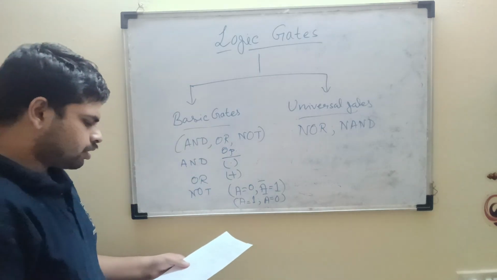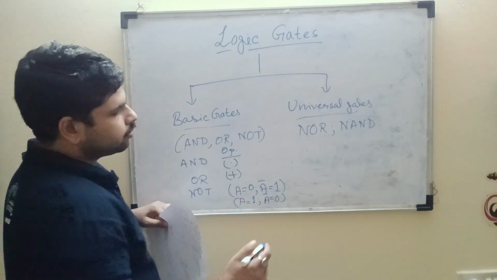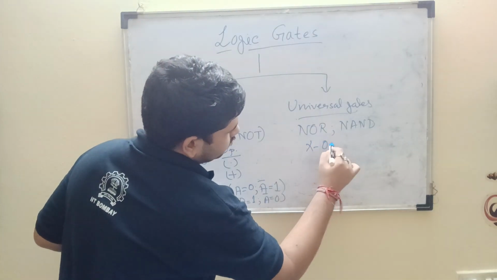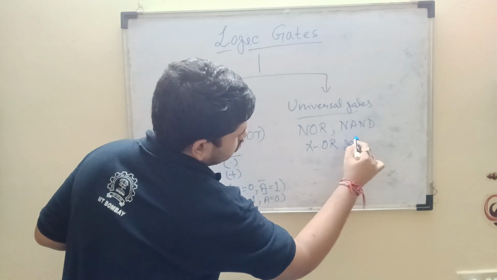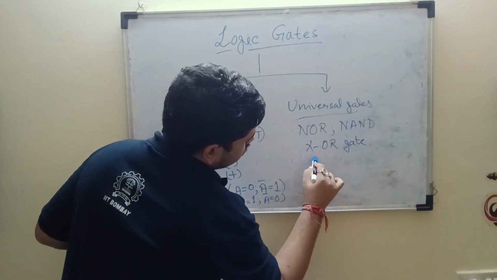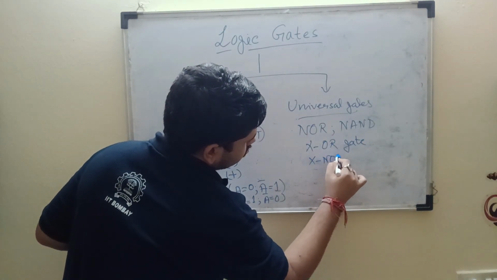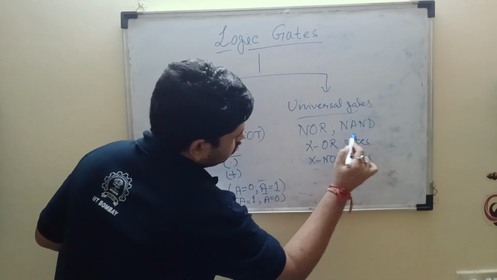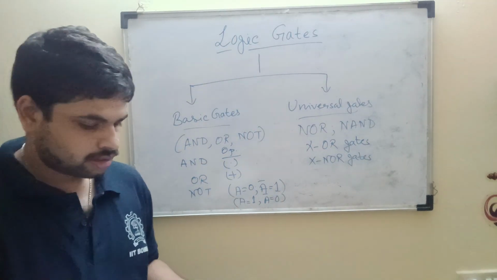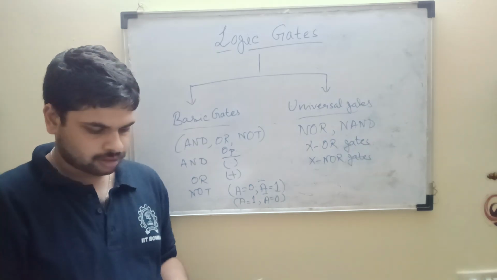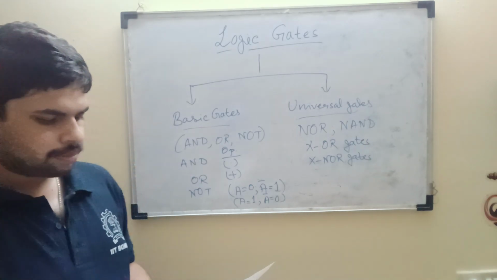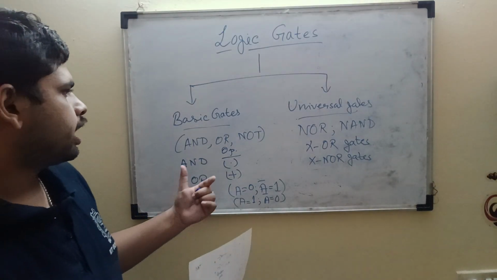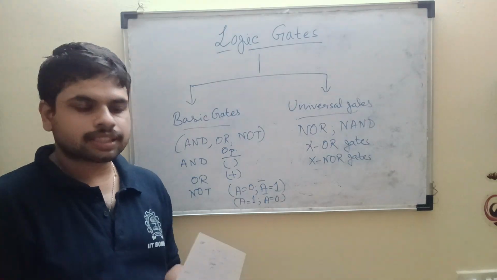There are two other types of logic gates there. One is the XOR gate, another is the XNOR gate. So these are the main types of logic gates.